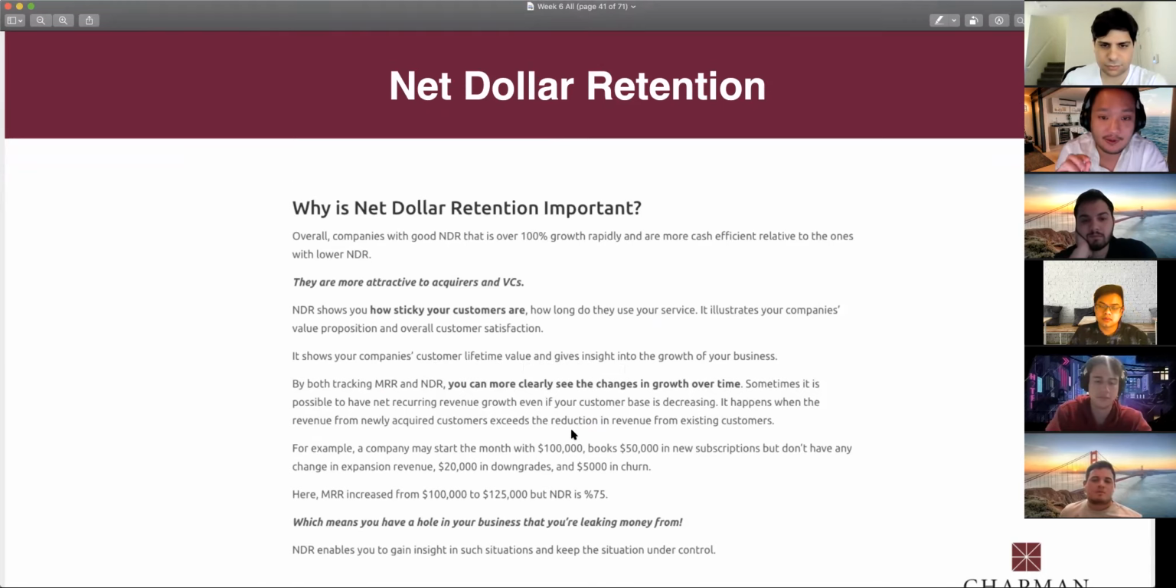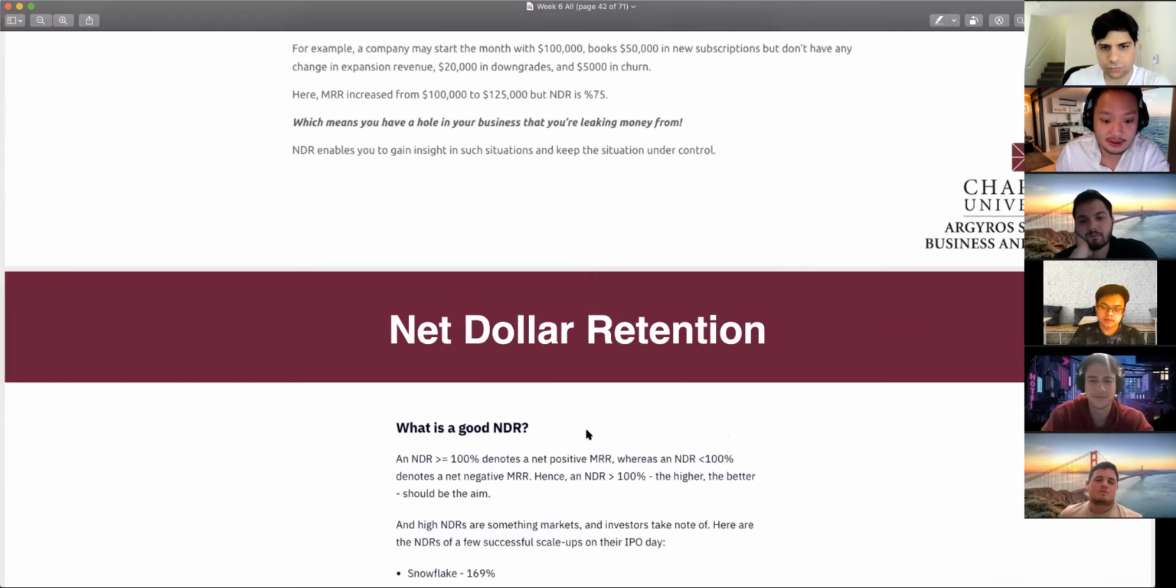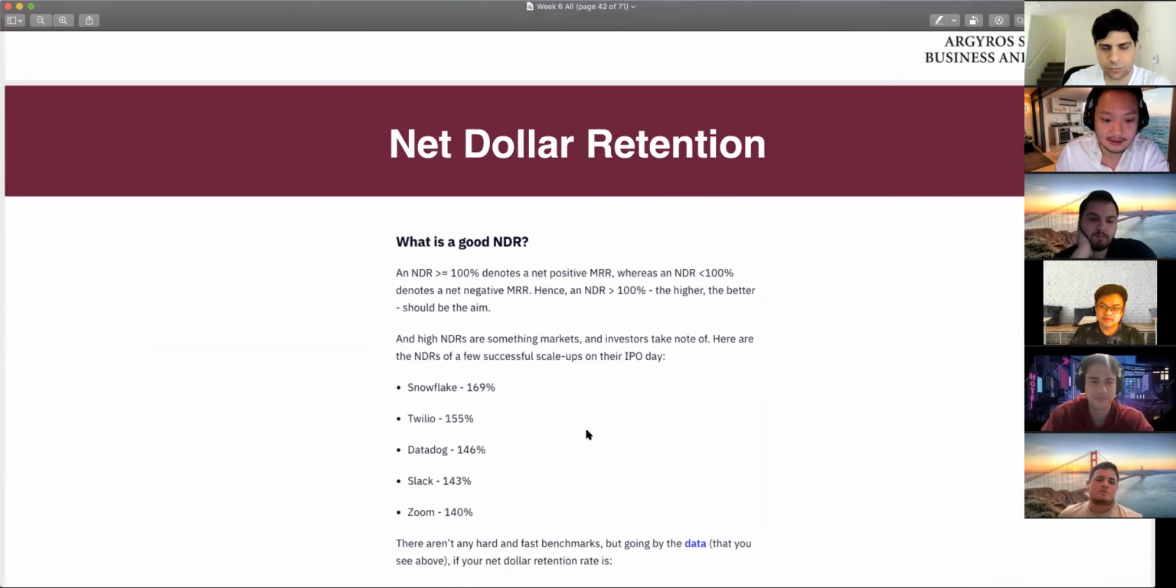So oftentimes what can happen is that a customer in essence could have really bad churn numbers, but the NDR could be incredibly positive, or the churn could be just something like 1% or 2%, but the NDR could be a positive 120%, right? So these are some amazing numbers.